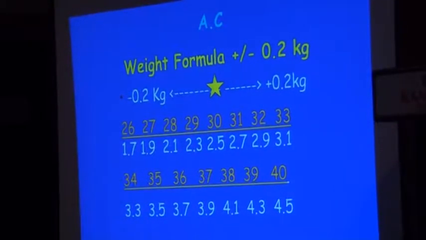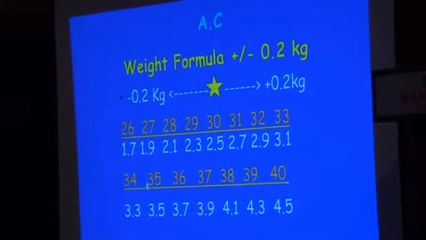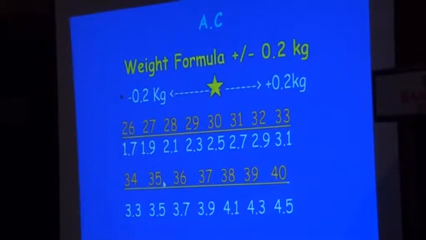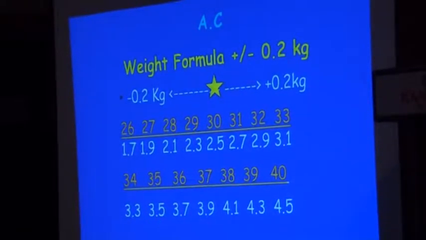Now, what is the starting point? The starting point is when the circumference is 35, at that point put a dot. So 35 AC is 3.5 kg. Keep on increasing 1 centimeter, keep on decreasing 1 centimeter, keep on increasing 0.2 kg, keep on decreasing 0.2 kg. You can make this formula yourself.